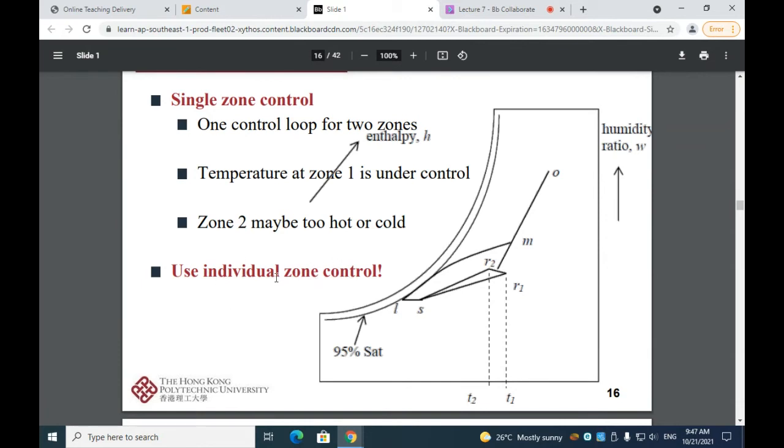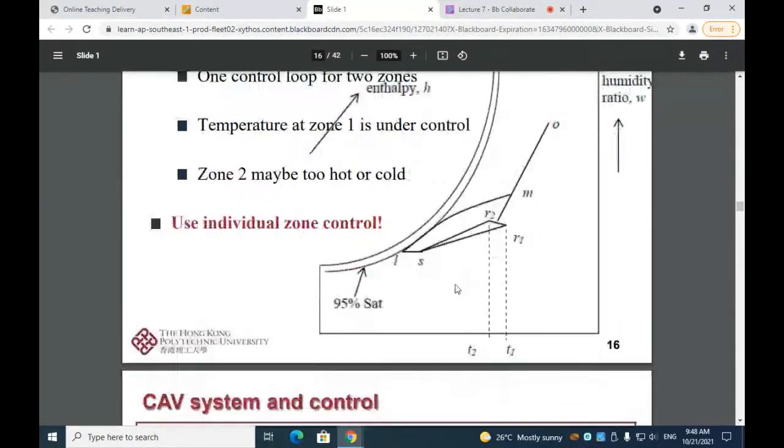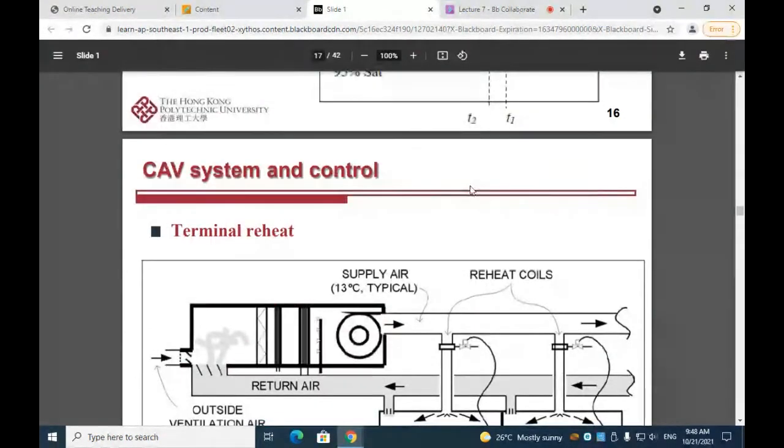And this is consistent with what we have learned in zoning. In zoning, we learned that a single zone will be controlled by a thermostat. So in this case, zone 2 will also need to be installed with one thermostat.